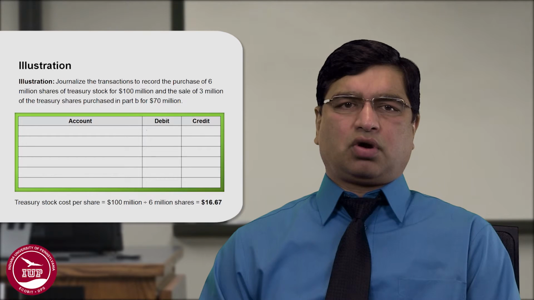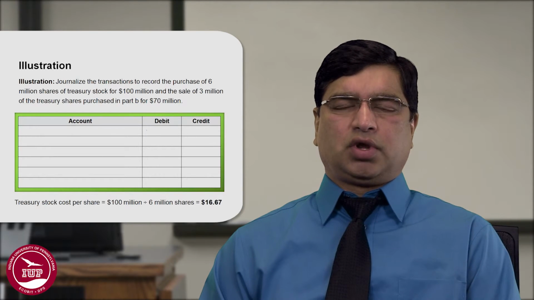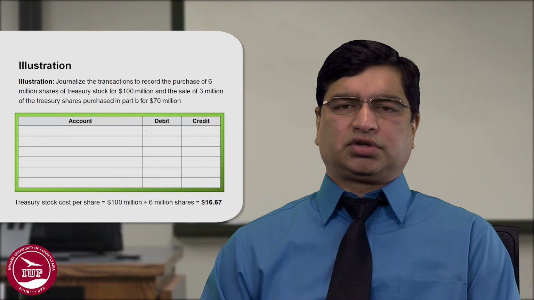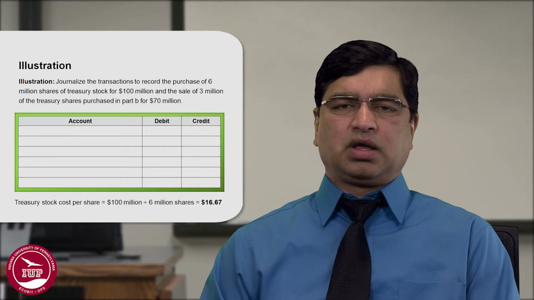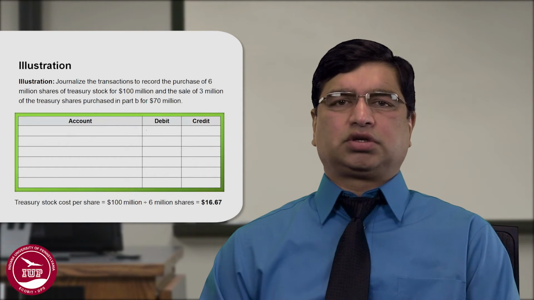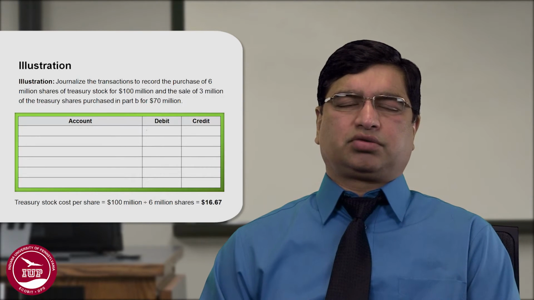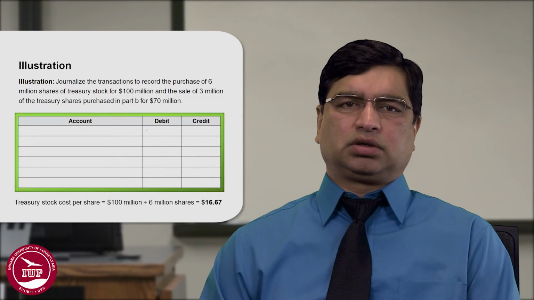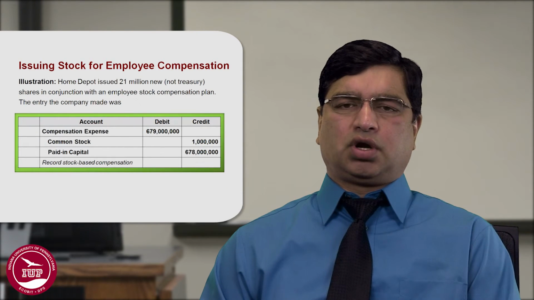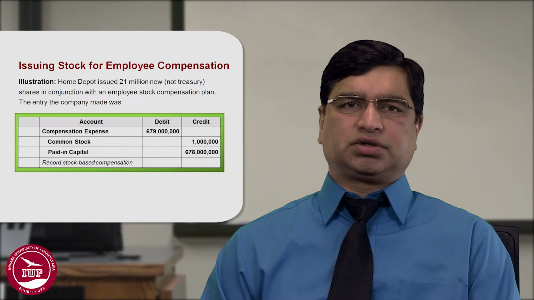So for the cost, you will credit the Treasury stock at $16.67, 3 million shares for $50 million, and the remaining $20 million is credited to the paid-in capital from Treasury stock at $20 million. Cash you have received is $70 million. So in this case, you have issued the reacquired Treasury stock for higher than the cost at which it was acquired, which was $16.67.